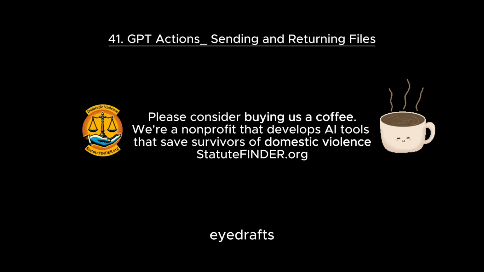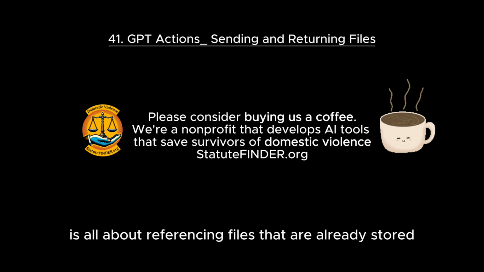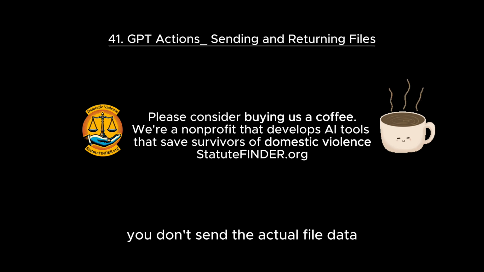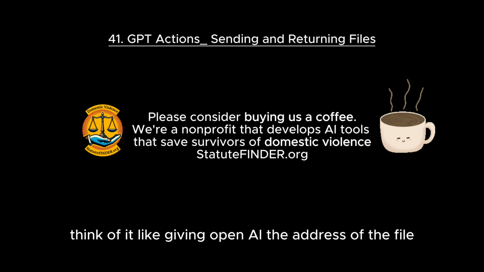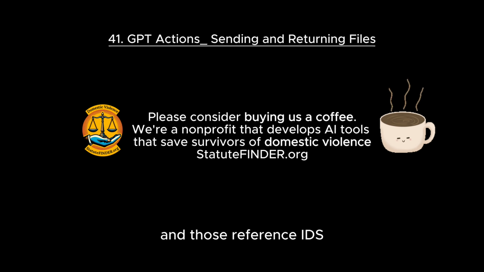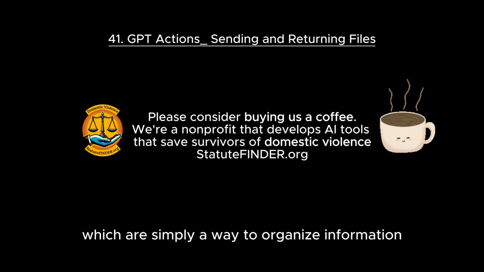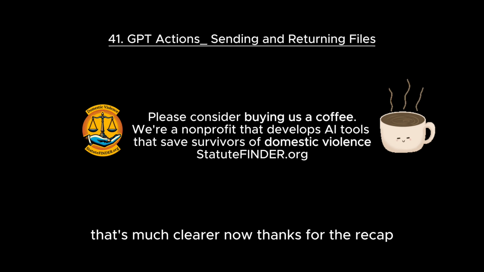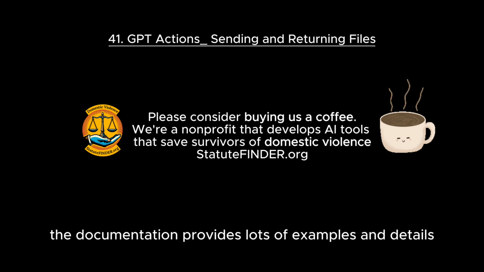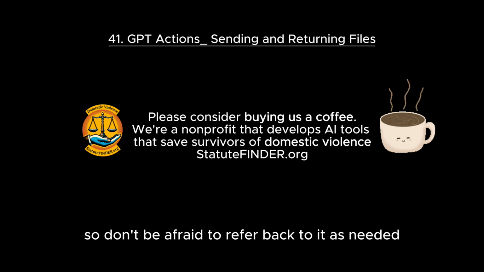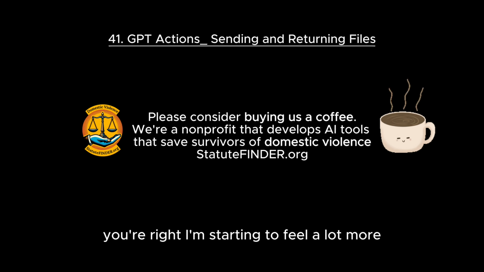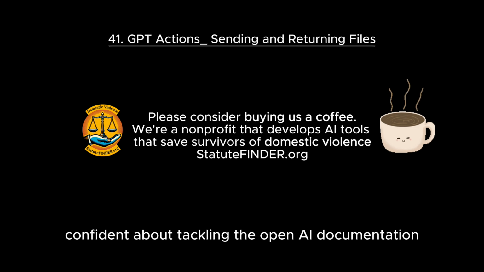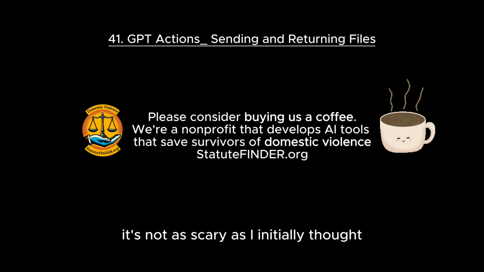Remember, OpenAI file IDrefs is all about referencing files that are already stored in OpenAI. You don't send the actual file data, just a reference ID. Think of it like giving OpenAI the address of the file instead of the whole package. And those reference IDs are formatted as an array of JSON objects, which are simply a way to organize information using key-value pairs. Okay, that's much clearer now. Thanks for the recap. No problem. And remember, the documentation provides lots of examples and details, so don't be afraid to refer back to it as needed. You're right. I'm starting to feel a lot more confident about tackling the OpenAI documentation. It's not as scary as I initially thought. That's the spirit, and the more you work with it, the more comfortable you'll become.